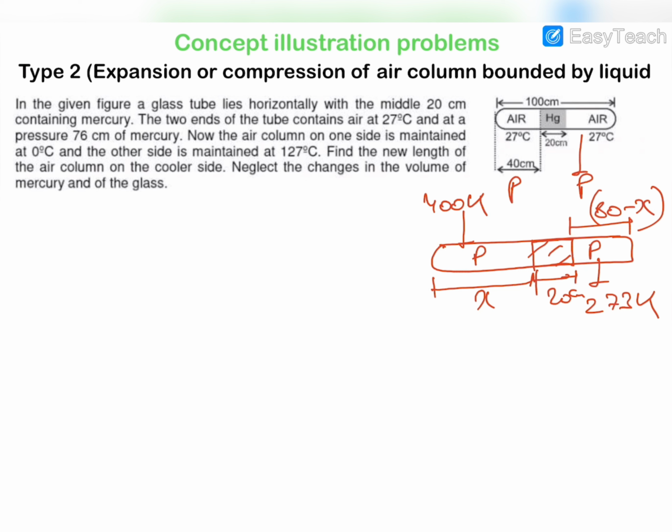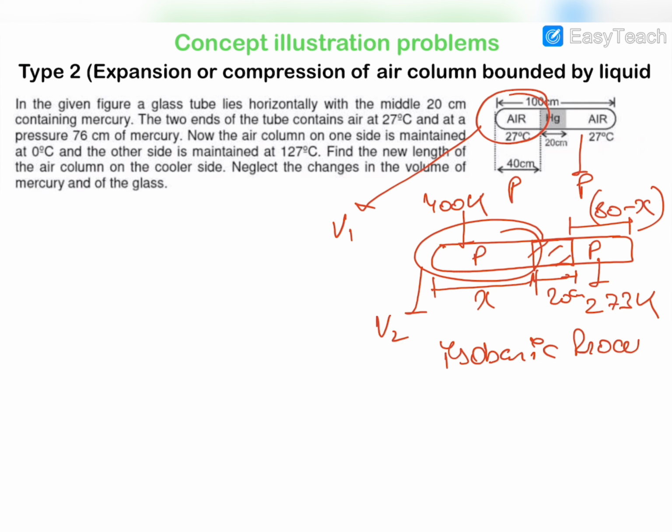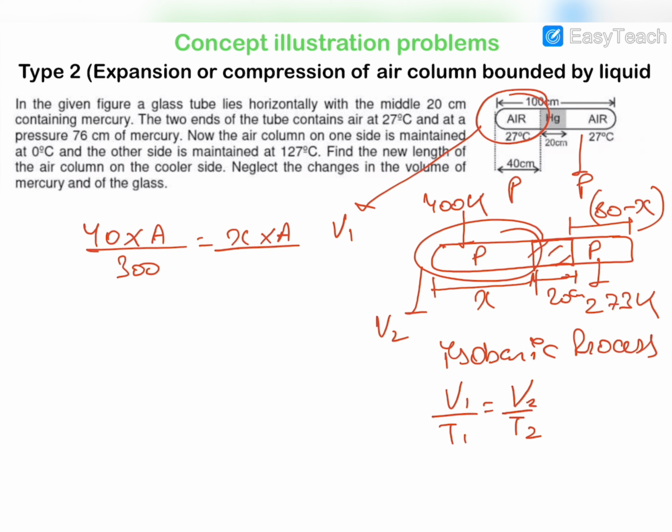So we can say that if the initial volume of this gas is V1 and the final volume of the same gas is V2, then in an isobaric process we can say that V1 by T1 will be equal to V2 by T2. V1 is 40 into area of cross section, and the temperature initially was 300, and V2 is x into area of cross section, and the final temperature is 400 Kelvin.